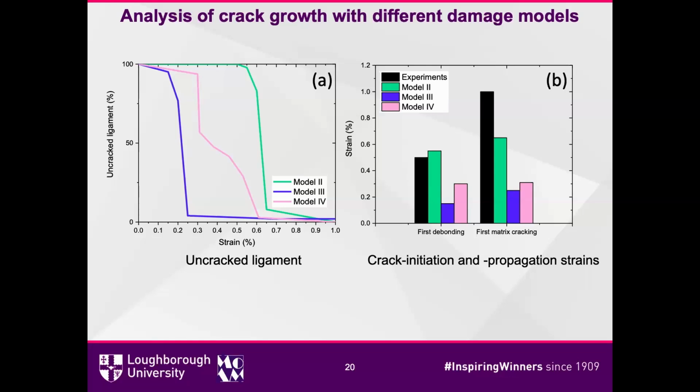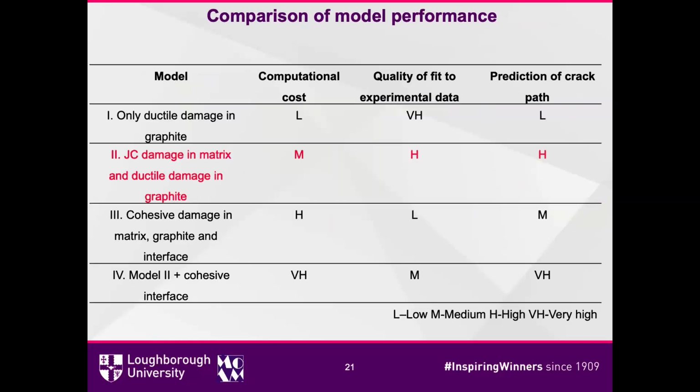And also for these three, the first matrix cracking should be around 1% of the strain. However, it's slightly different. However, this model 2 is still the best among model 2, model 3, and model 4. So we make a comparison of all 4 models, and we find this one has median computational cost. However, the quality of fit to the experiment data is higher, and the prediction of the crack path is better. So we would recommend using the Johnson-Cook damage model in the matrix and the ductile damage model in the graphite for our modeling.